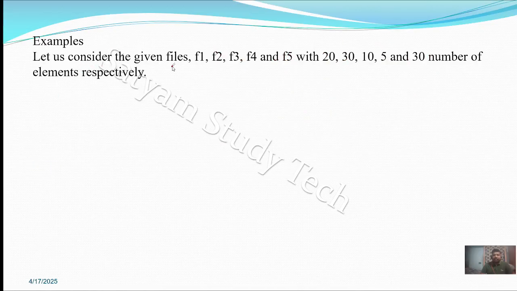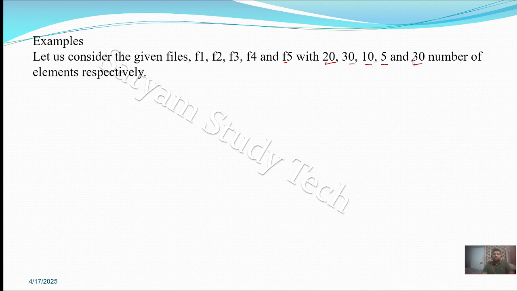Let us consider the given files f1, f2, f3, f4 and f5. These are the file sizes. F1 size is 20, f2 size is 30, f3 size is 10, f4 size is 5, f5 size is 30. Here 20 is not an element, it is the size of that file. That means file f1 consists of 20 elements, f2 consists of 30 elements, f3 consists of 10 elements, f4 consists of 5 elements and f5 consists of 30 elements.